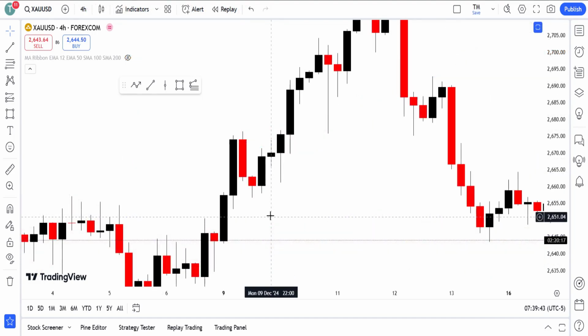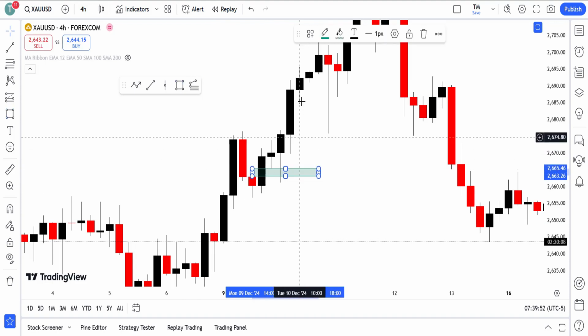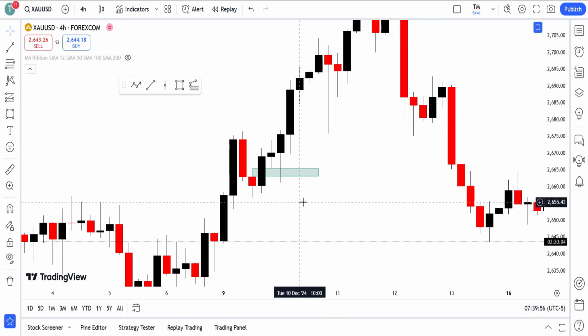Step 2. Identify fair value gaps, FVG, on the 4-hour chart. At around 3:30 a.m. New York time, we switched to the 4-hour chart to identify fair value gaps, FVGs. An FVG appeared, marking an area where price might retrace before continuing upward. FVGs act as magnets, drawing price to fill the gap. This allowed us to identify a strong liquidity zone where buyers could step in.